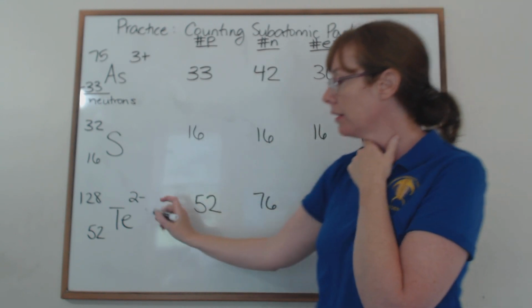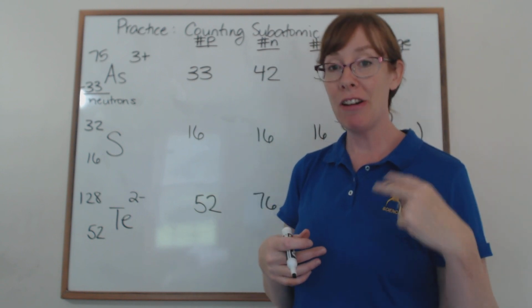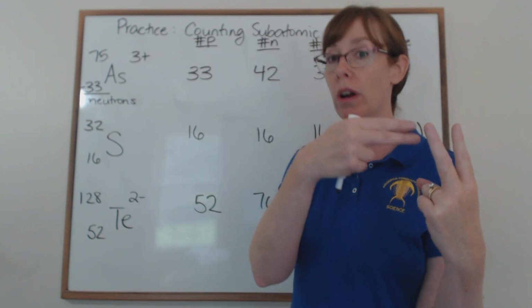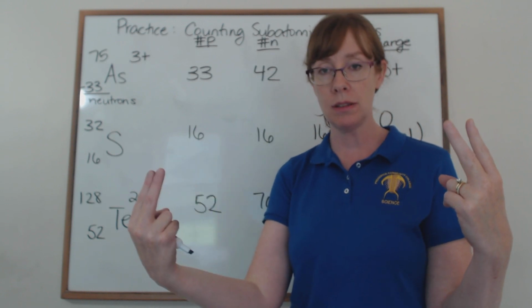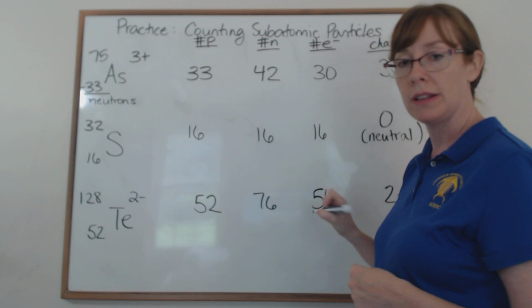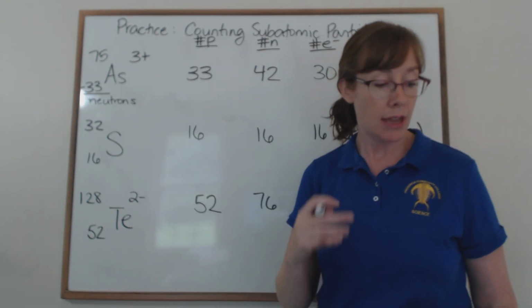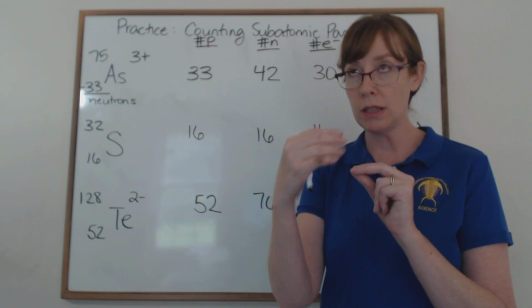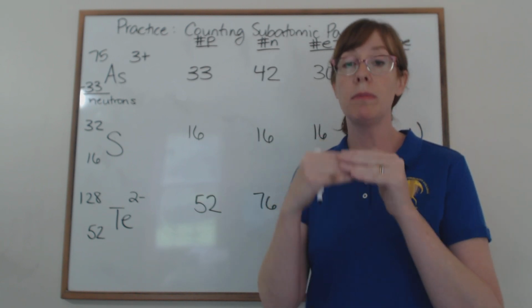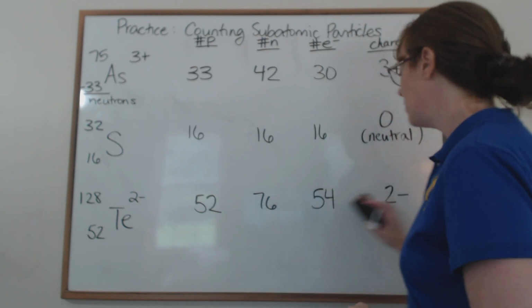And then this one here, if you have a 2- charge, that means the electrons are winning. There are 2 extra electrons, or more electrons than you have protons. So if you have 52 protons, that means you must have 54 electrons. That's the only way that you would get an overall 2- charge, because each of those extra electrons would be a -1 charge. So 2 of them gets you -2. All right, so that's counting subatomic particles.